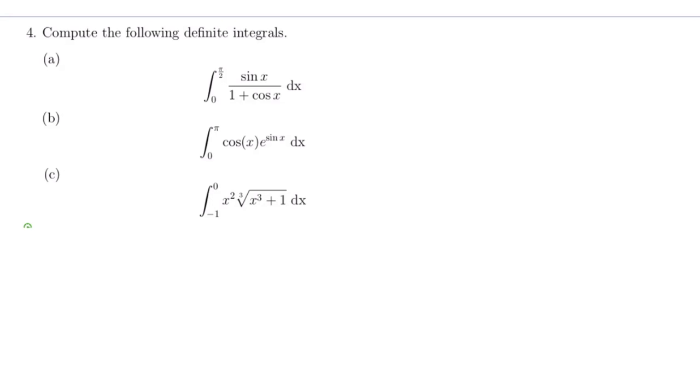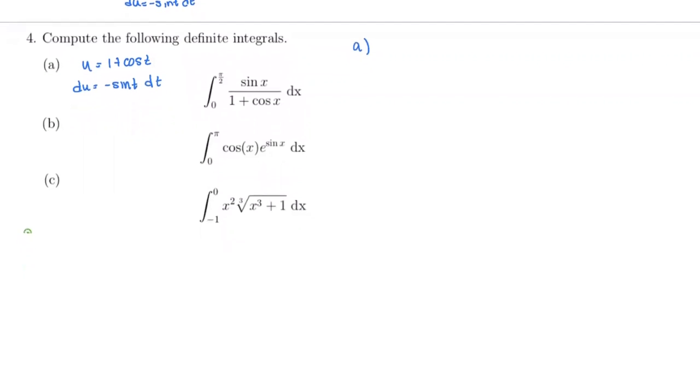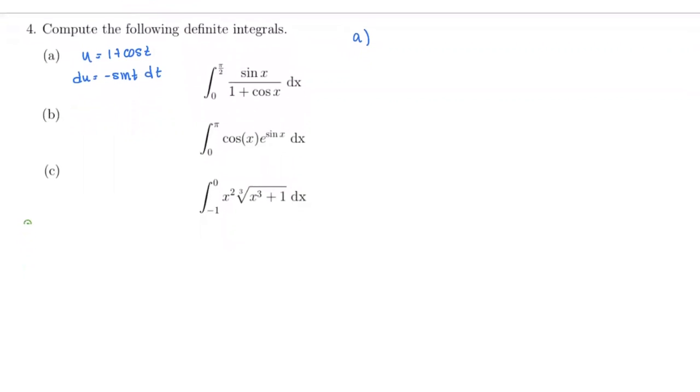let's do letter A. So in letter A, I noticed that if I let u be 1 plus cosine of t, now there's more than one way to do this, but this is the way that I would do it. Then du is negative sine t dt. Now I did notice that one of you decided to let u be cosine of t, and du is negative sine t dt. You can still make that work, okay? These are not ever unique. It wouldn't be the way that I would do it, but that should be possible.